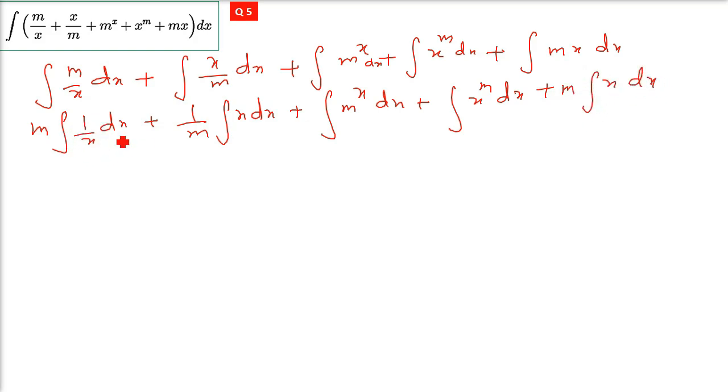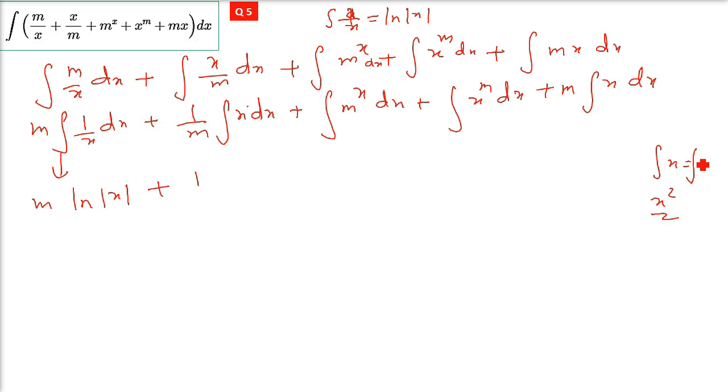So let us deal with them one by one. Integration of 1 by x is simply ln x, log x. ln is simply log with base e. And always we write it in modulus, always positive sign. We cannot have a negative sign. So ln modulus x is log base e of modulus x, that is the absolute value of x. Integration of x is x square by 2, because integration of x to the power n is x raised n plus 1 by n plus 1. So x square by 2.